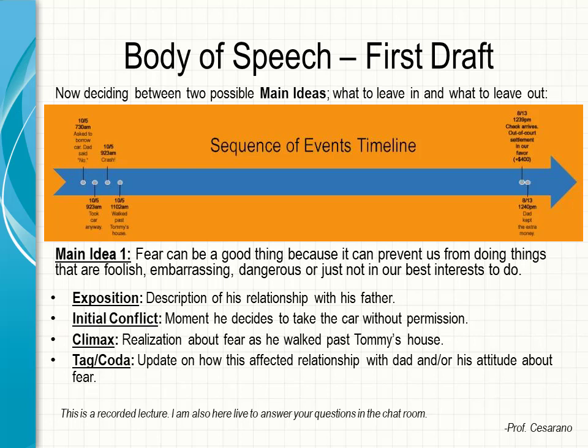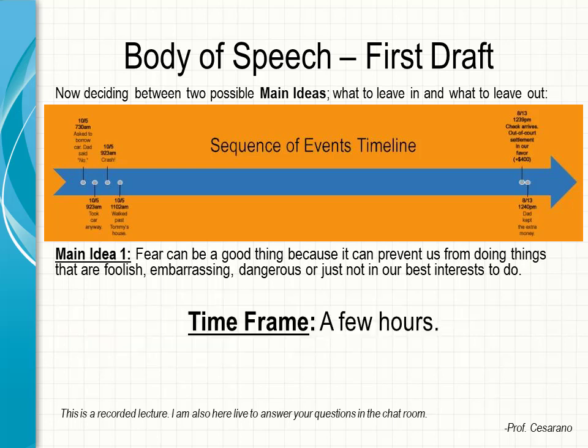The exposition would be a brief description of his relationship with his father. The initial conflict would be the moment Joe takes the car without permission. The climax would be the moment Joe walks past Tommy's house and makes a realization about fear. And the tag or coda could be a brief description of how this incident affected his relationship with his father, or how it affected his attitude about fear. So the time frame for this version of the story is a few hours.